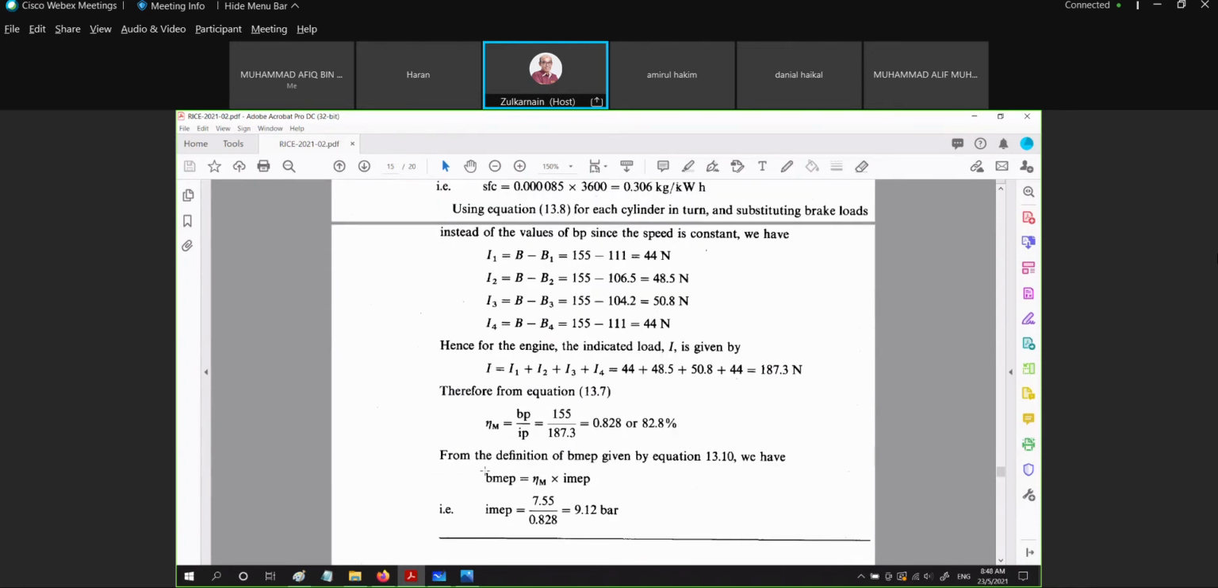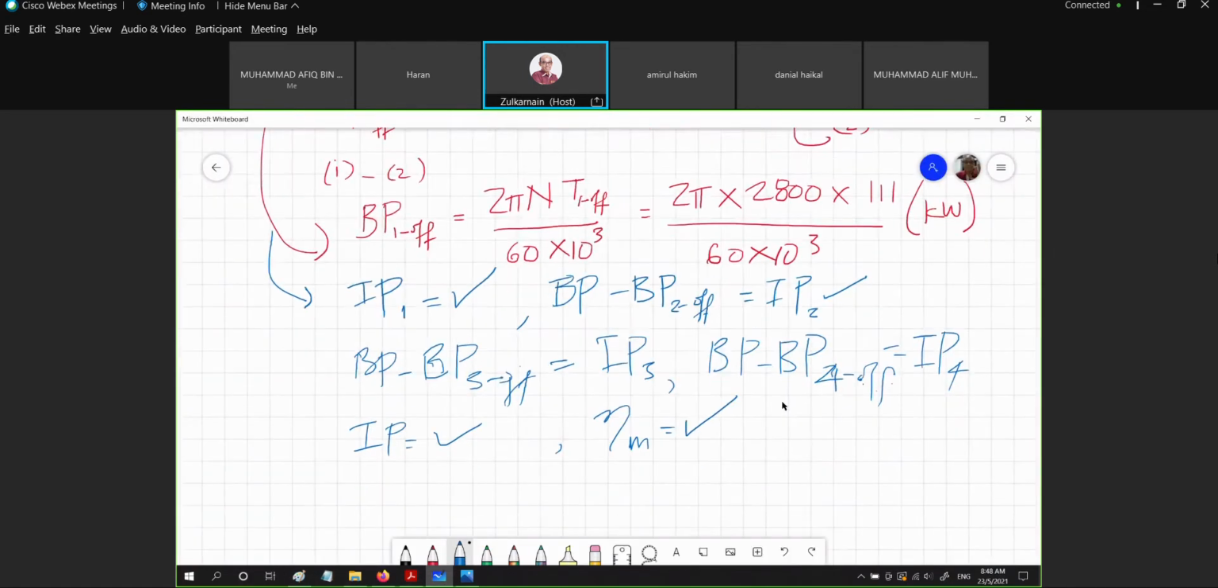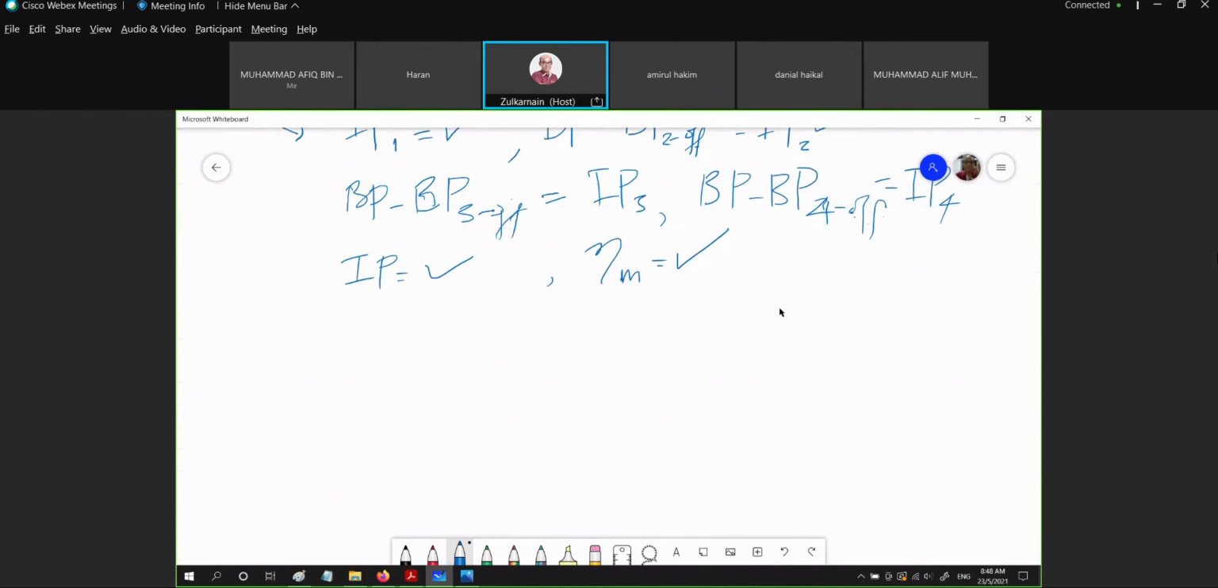So this is our value of BP divided by IP. Kita akan dapat mechanical efficiency. So bila kita dapat mechanical efficiency, after getting the mechanical efficiency, kita boleh dapat kita punya PI. Kalau soalan tanyakan PI lah sebab mechanical efficiency ni usually PI dia akan tanya lah. Mechanical efficiency ni juga dituliskan sebagai kita punya PE divided by PI.